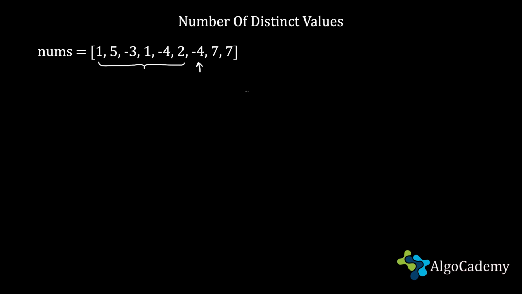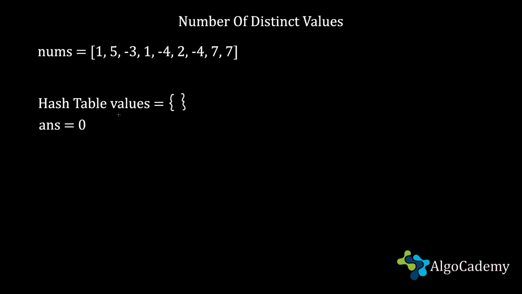Let's see how this works on our example. Our hash table, which I named values, is initially empty and the answer is initially 0. Now, I iterate through the first element, 1, and I see that 1 is not part of the hash table. So what I'm going to do is, of course, increment the answer, as this is the first occurrence of the value, and then also, to use it in the future, I'm going to insert this value in our hash table.